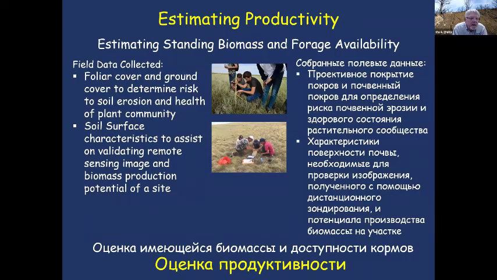So foliage cover and ground cover to determine the risk of soil erosion and health. We use a line point intercept technique to do that.